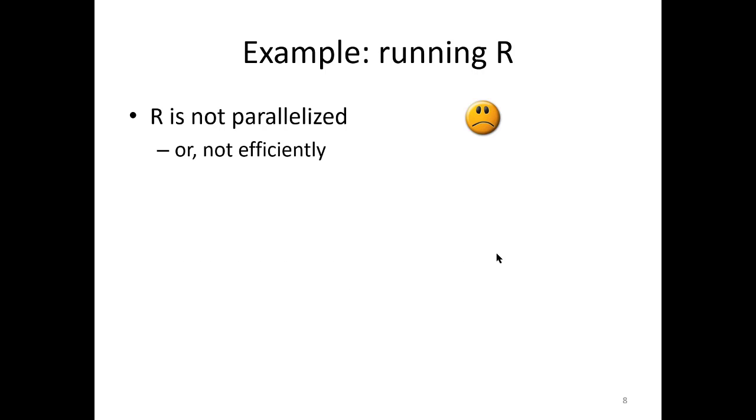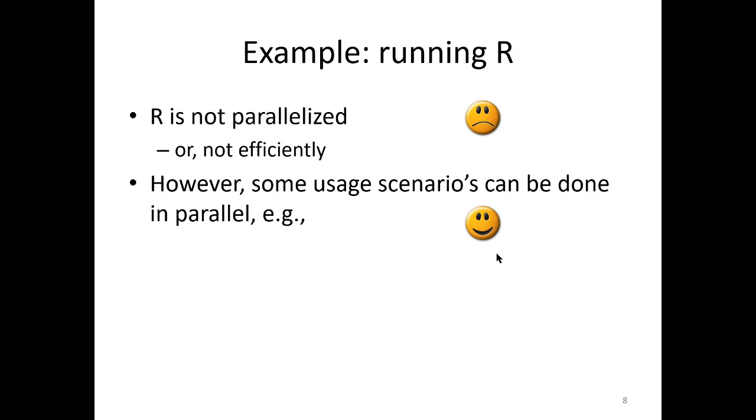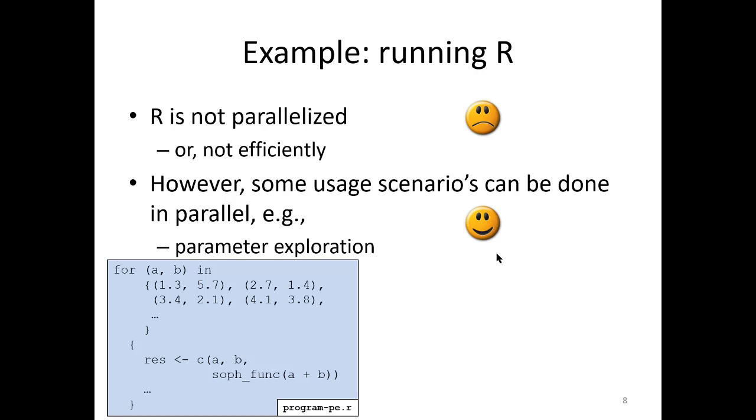So let's take a concrete example, for instance, for running our computations. R is to some extent parallelized, but it's not very efficient in general. And if you are in a parameter exploration scenario, then you don't need to rely on R's parallelization. You can just use worker to do the job. Basically, when your computations are independent, you can do that. That would be the case in parameter exploration.